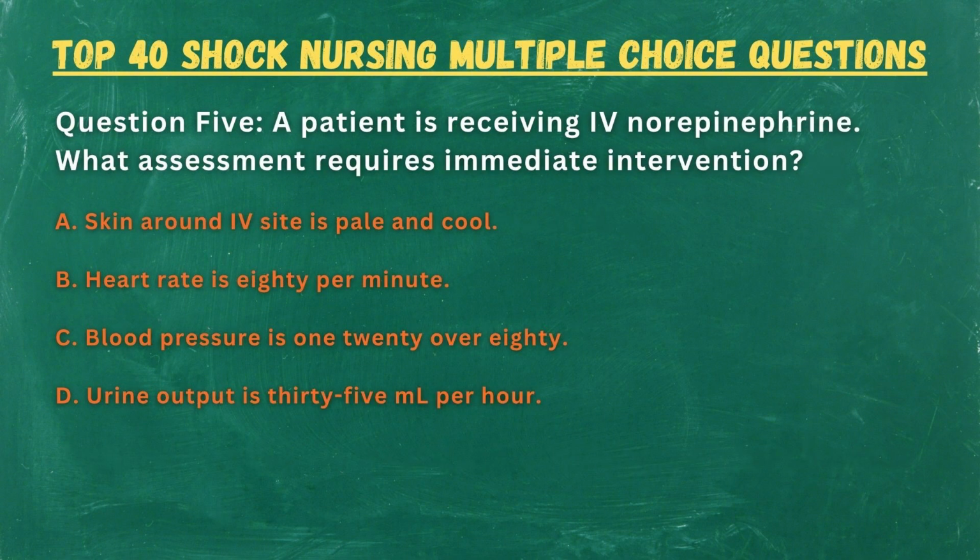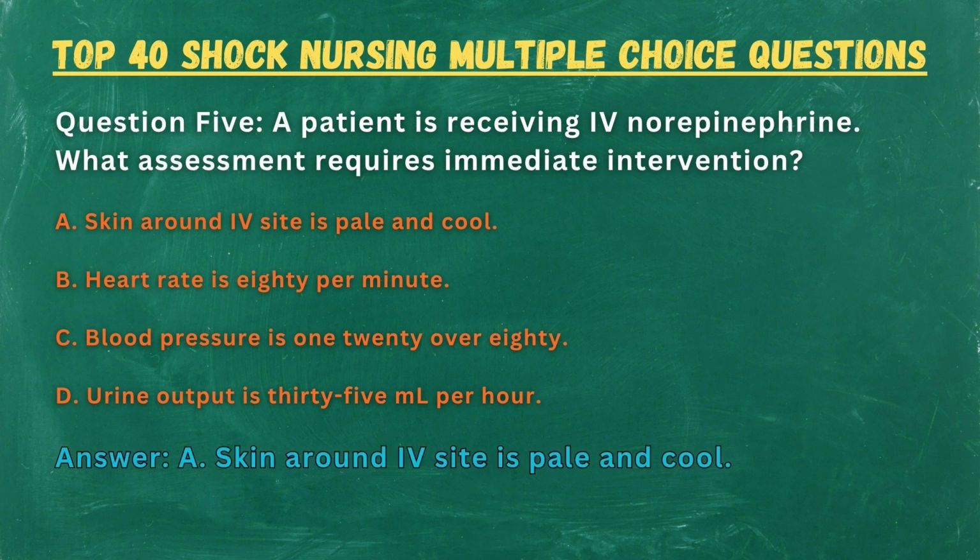Question 5. A patient is receiving norepinephrine. What assessment requires immediate intervention? A. Skin around the IV site is pale and cool. B. Heart rate is 80 per minute. C. Blood pressure is 120/80. D. Urine output is 35 ml per hour. Answer. A. Skin around the IV site is pale and cool.